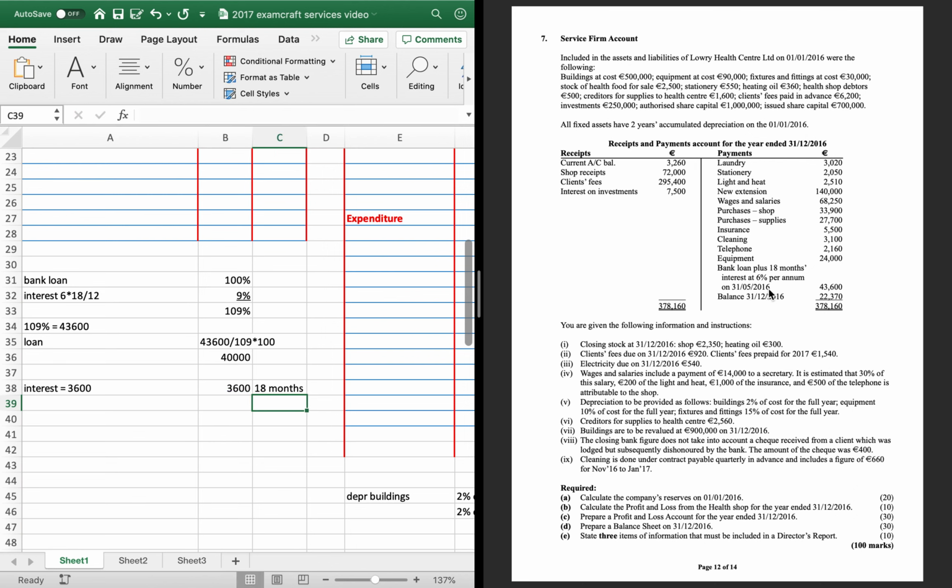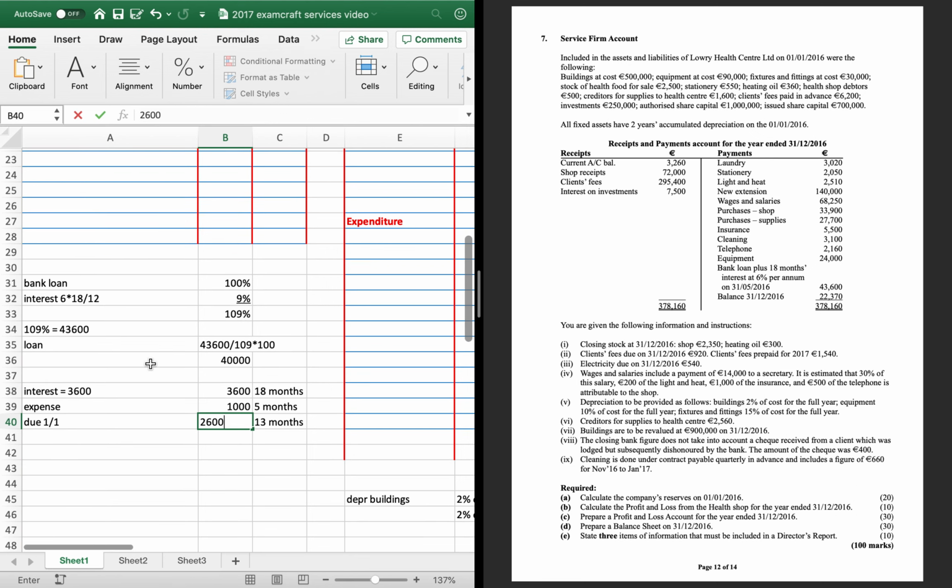The expense for this year, the 5 months, is an expense, which means 13 months is due on the 1st of the 1st. So you're splitting that number up into 5/18 and 13/18. So 1,000 of it is an expense and 2,600 is due on the 1st of the 1st. So it's a liability. So our two numbers for our statement of capital are a loan of 40,000 and our 2,600 due.